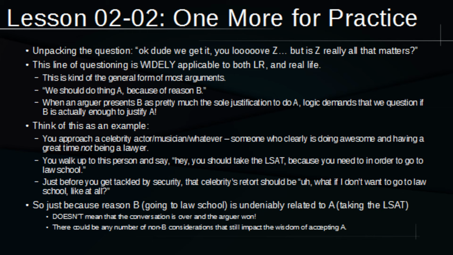We should do thing A because of reason B. That's kind of how everyone argues on a basic level, right? You should do thing A because of reason B. When an arguer presents B as pretty much the sole justification to do A, logic demands that we question if B actually is enough to justify A. So again, if somebody's only reason to justify doing A is the reason B, we logically would like to question, is B actually enough justification? You're saying that it is, but is it actually enough?